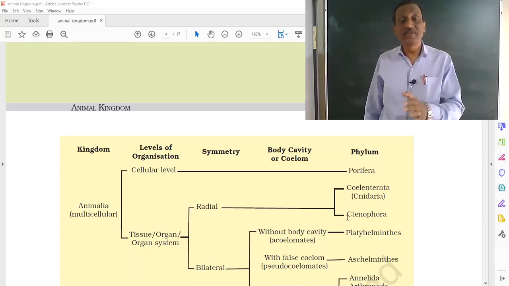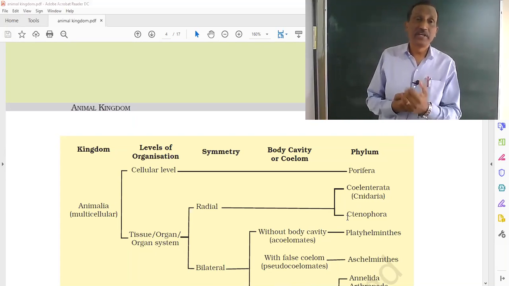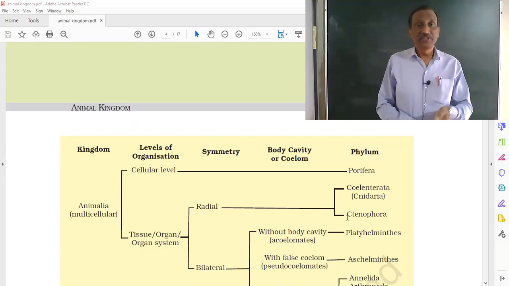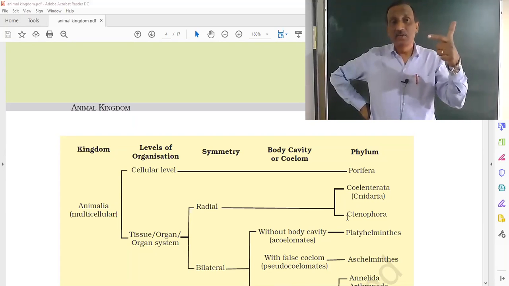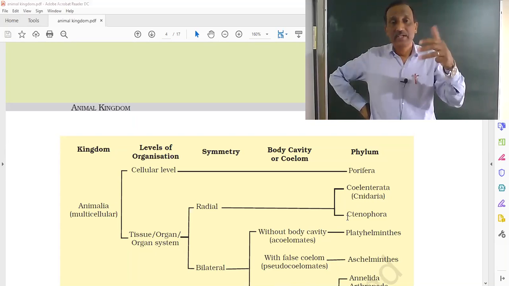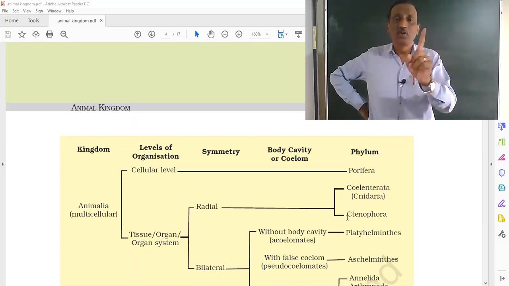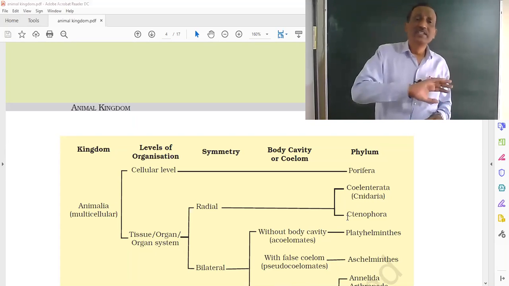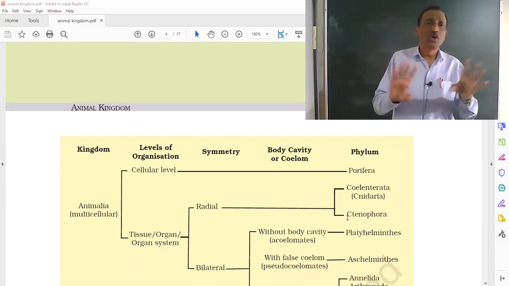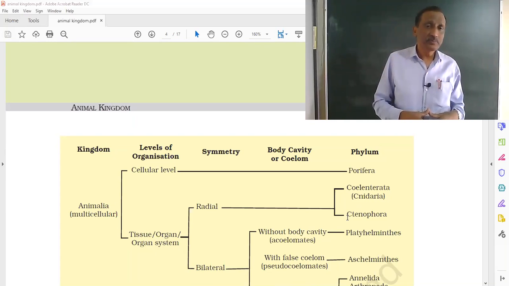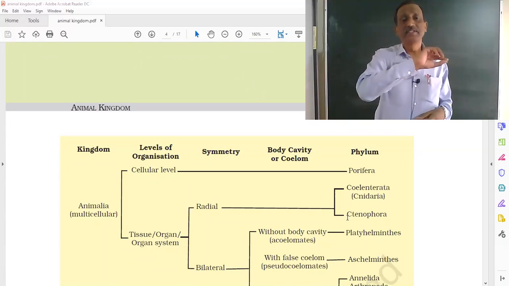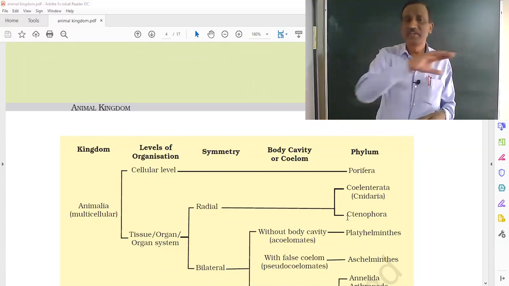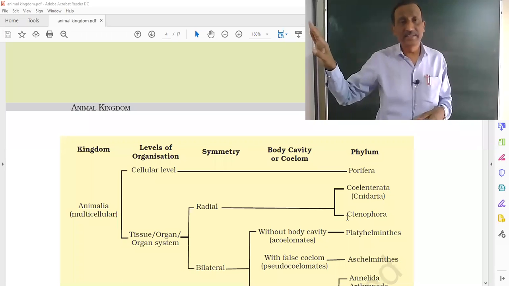Then the next thing you will see is the level of organization. We said that there is the cellular level, then the tissue level, then the organ level, and then the organ system level. We first classify only Porifera, which have only a cellular grade, no tissue, no organ, no system. So Porifera are those in which the body is made up of only cells, so they will not follow any other type of criteria.